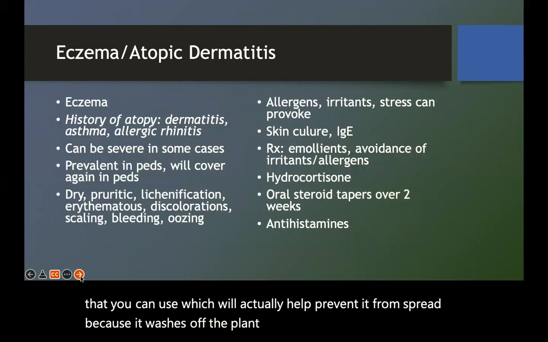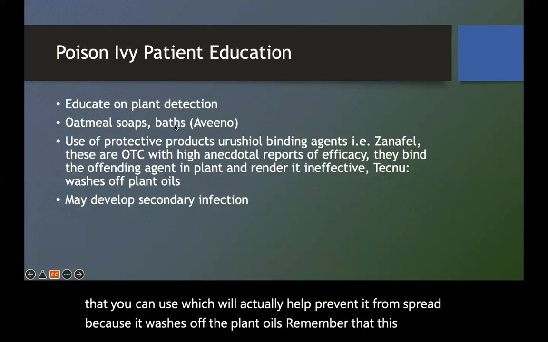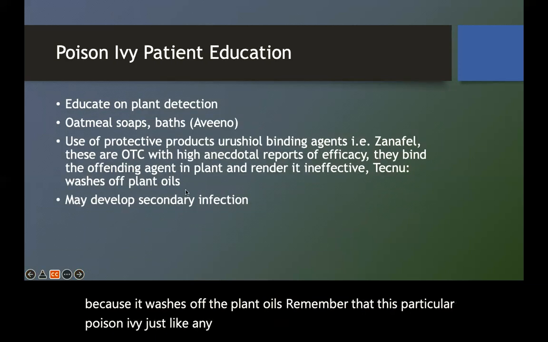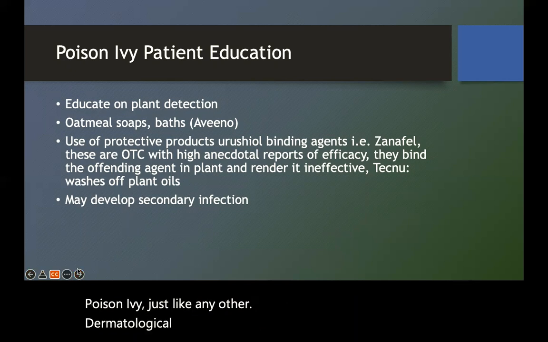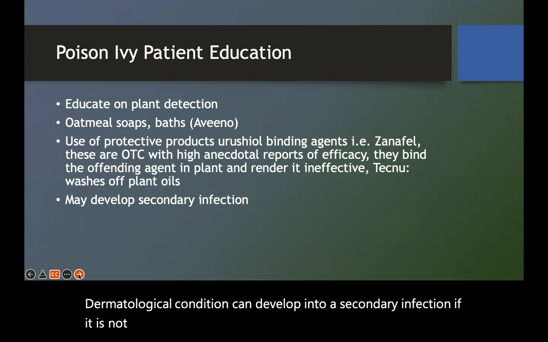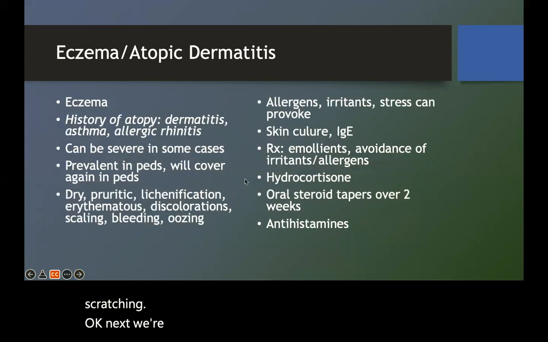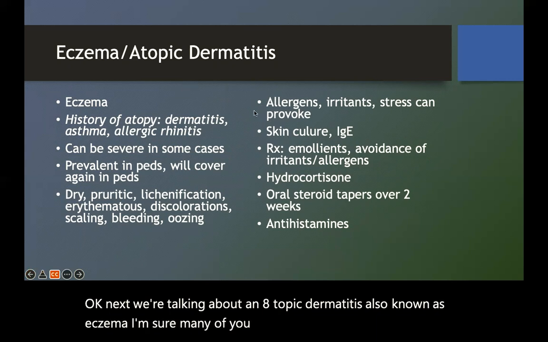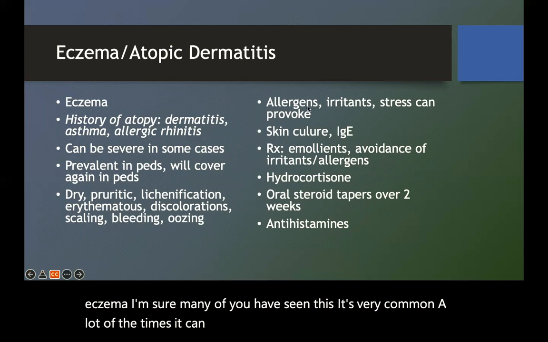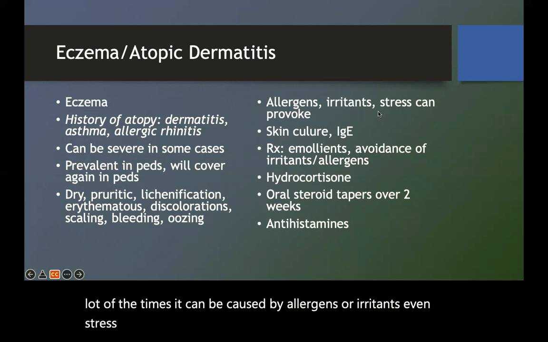Remember that this particular poison ivy, just like any other dermatological condition, can develop into a secondary infection if it is not treated, especially if it develops into a cellulitis from scratching. Okay, next we're talking about atopic dermatitis, also known as eczema. I'm sure many of you have seen this. It's very common. A lot of the times it can be caused by allergens or irritants. Even stress can sometimes provoke eczema.